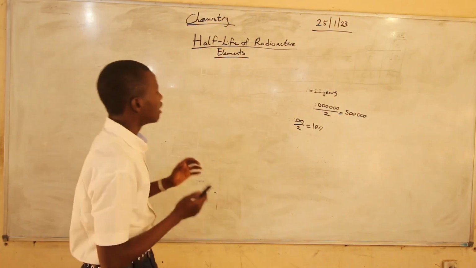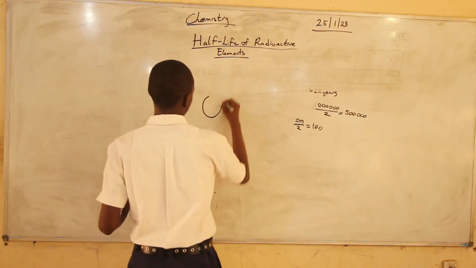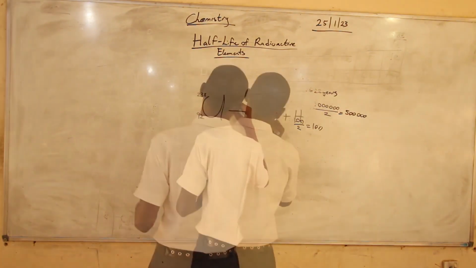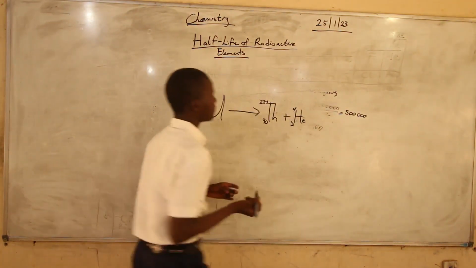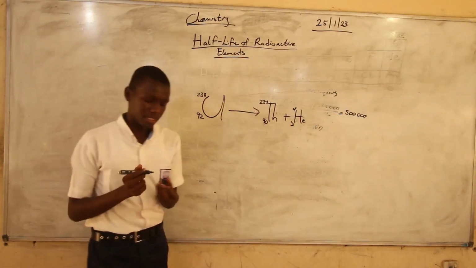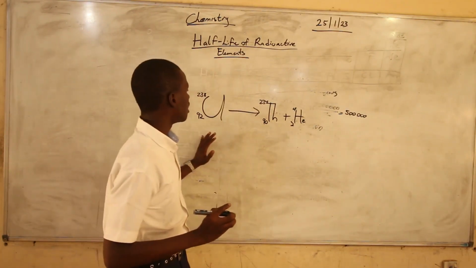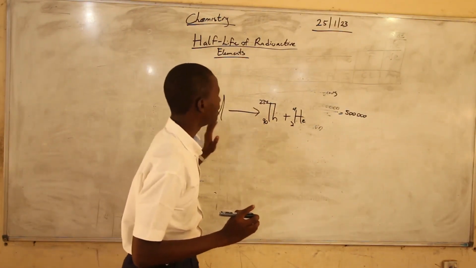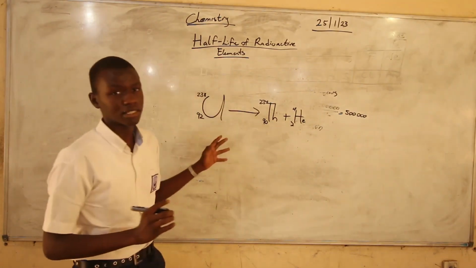So, let me give an example. This is 4, this is 2. So this is uranium, this is thorium, and this is helium. This is a nuclear reaction. As you can see, I don't think you are familiar with these elements because they are radioactive elements.